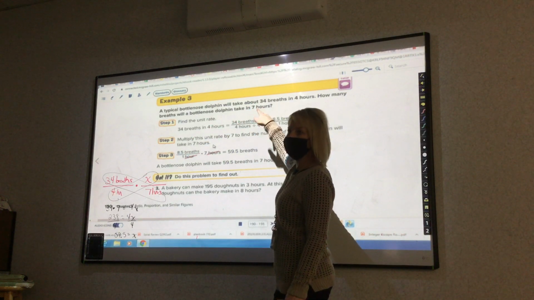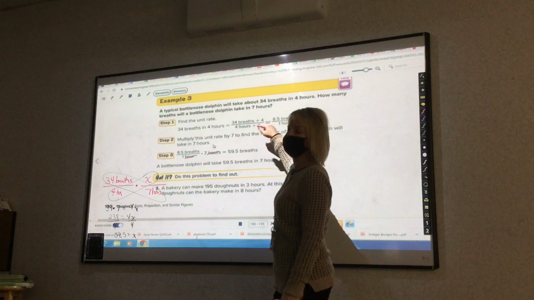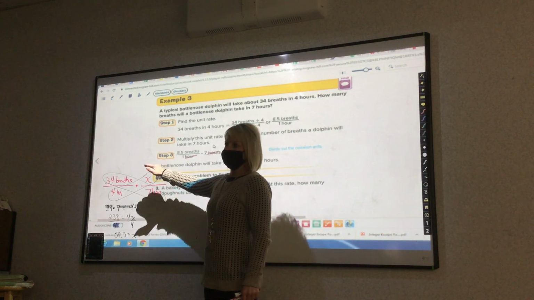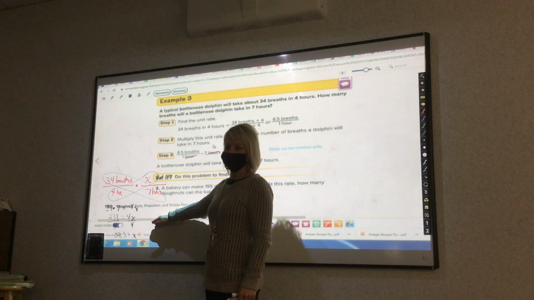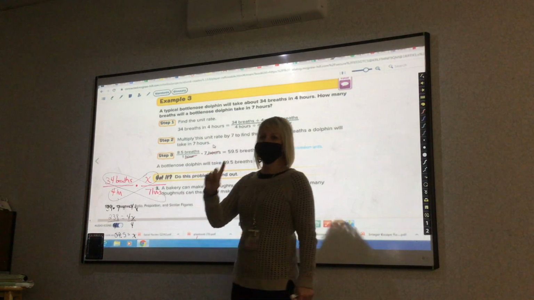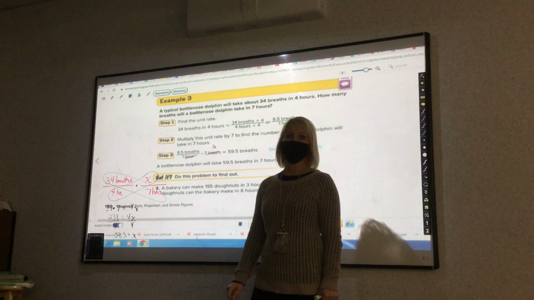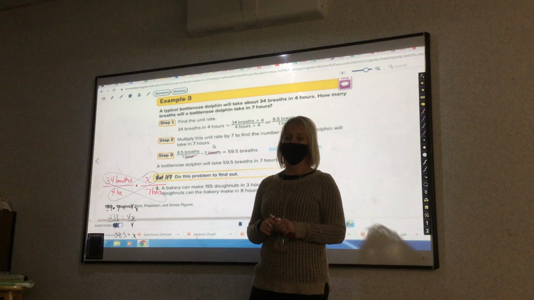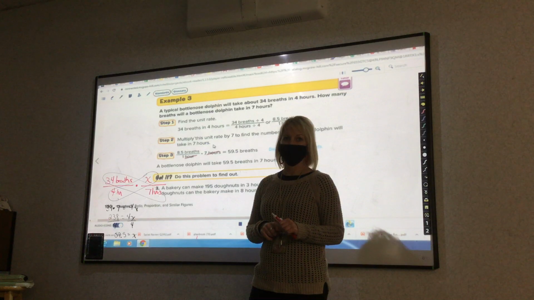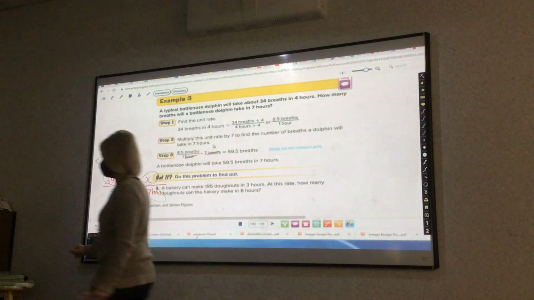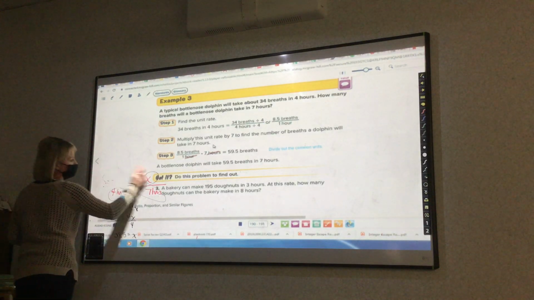So you can find the unit rate first and then multiply it by what you need, or set it up as equivalent ratios. A lot of times if you set it up as an equivalent ratio, you won't make the mistake. You can choose which way you want to do it. Okay? So let's do this example. We're going to do this one together, and I'm going to show you both ways.